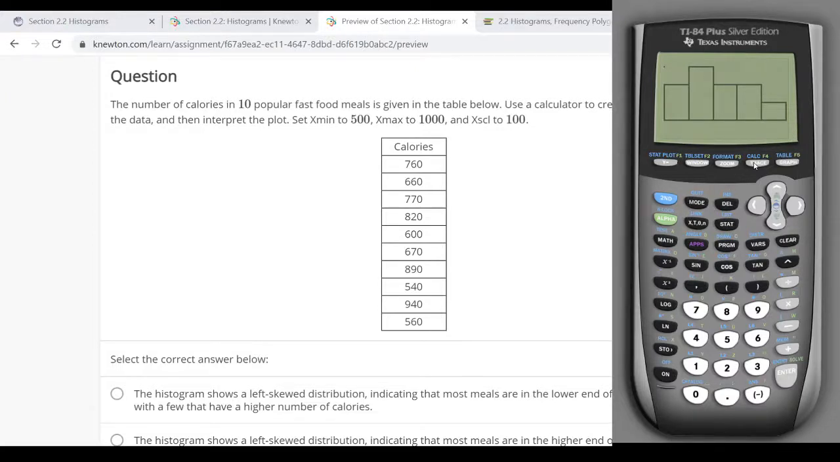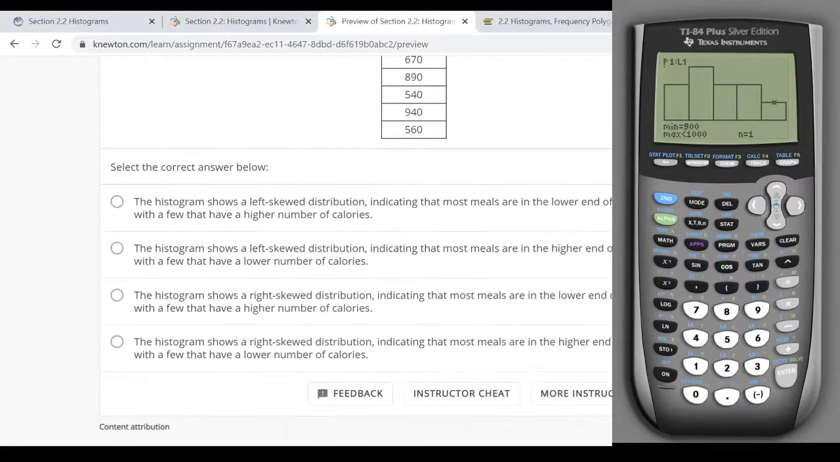If I hit trace, it means that there are 2 values from 500 to 599. And there were 3 values from 600 to 699, 2 values from 700 to 799, 2 values from 800 to 899, and only 1 value from 900 to 1000. So now back on the assignment, it says select the correct answer below. The histogram shows a left skewed distribution.